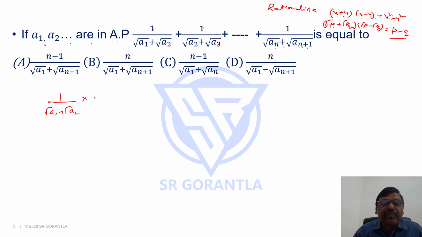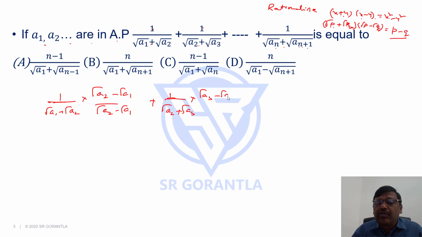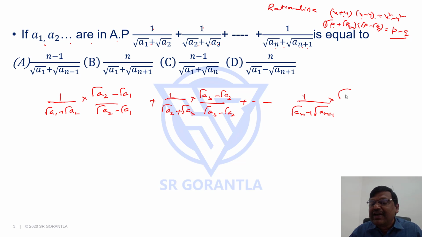Same logic we apply here. We multiply with root a2 minus root a1 by root a2 minus root a1. Next term, the second term, 1 by root of a2 plus root a3, we multiply with root a3 minus root a2. And similarly the last term, I have 1 by root an plus root of an plus 1. If I multiply with root of an plus 1 minus root of an by root of an plus 1 minus root of an.